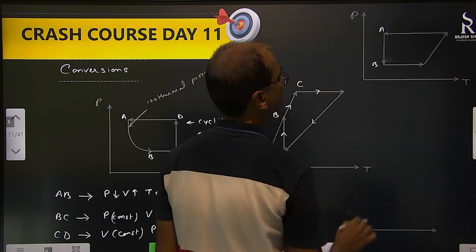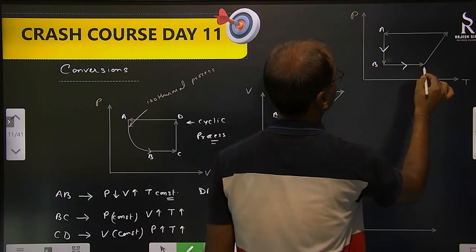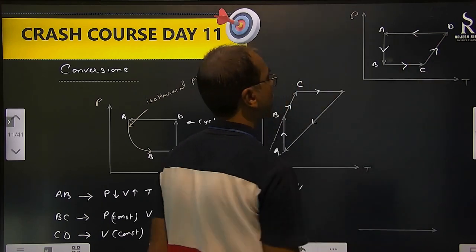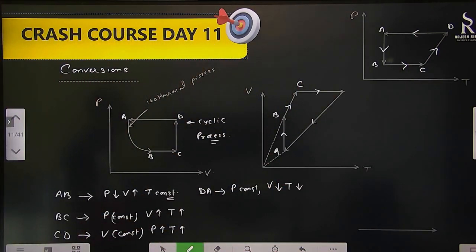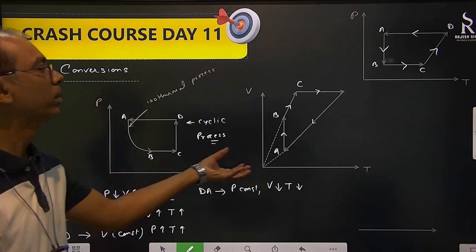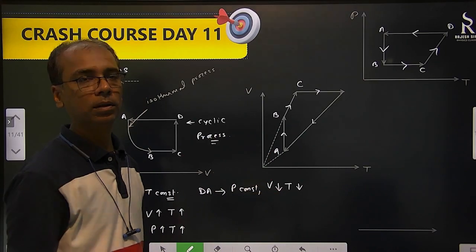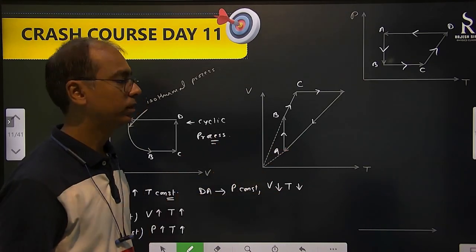Okay, so this is the process: A to B, B to C, C to D, and D to A. This is the PT graph, this is the VT graph. So you should be able to make this. Here we have made all the processes one by one, but in the exam, you know that options will be given. So if you make any two processes correctly, you will be able to identify the option.